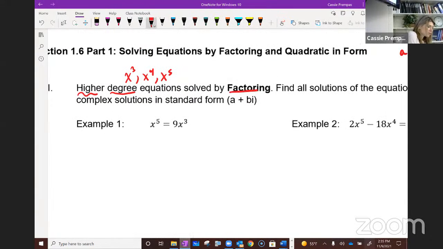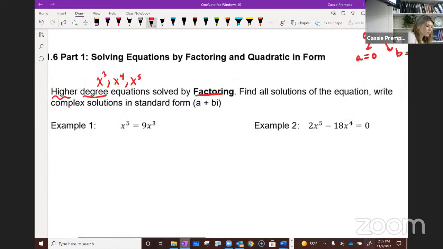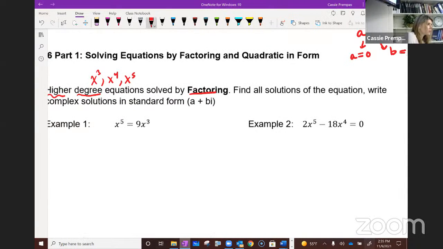Today, we focus on how you can solve using factoring. We're also going to bring in your understanding of i, where we're looking for solving for all the solutions. So any imaginary or complex solutions we get, we want to make sure we write in standard form.